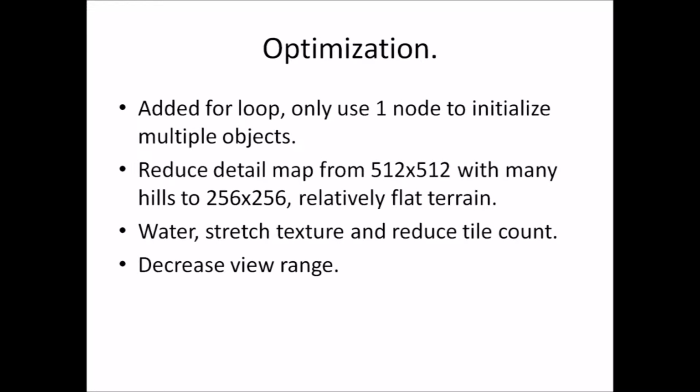So for optimization, I created a loop so that I only used one node per object, so this saved on memory usage. I reduced the detail of the map and the texture of the map from 512 by 512 to 256 by 256. I also reduced the roughness of the terrain so that it reduced the surface area and therefore increased performance.